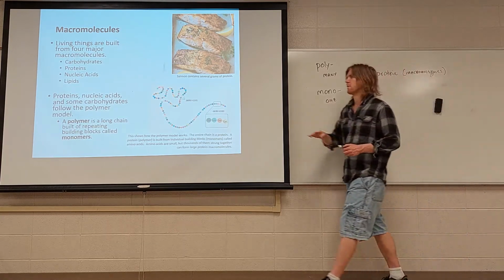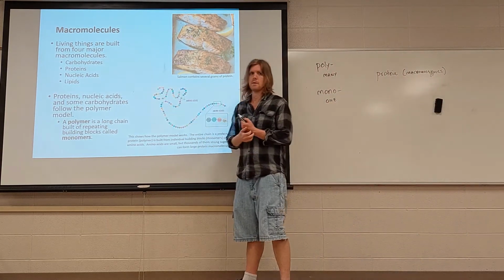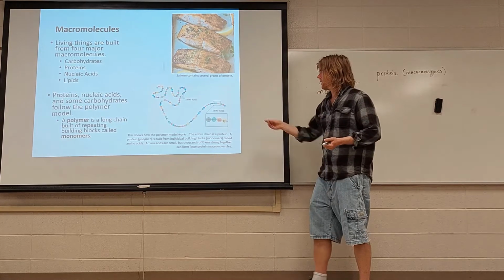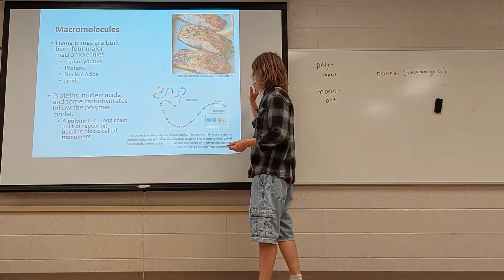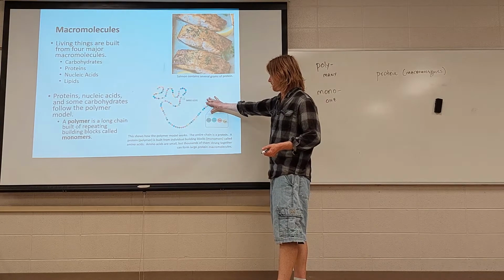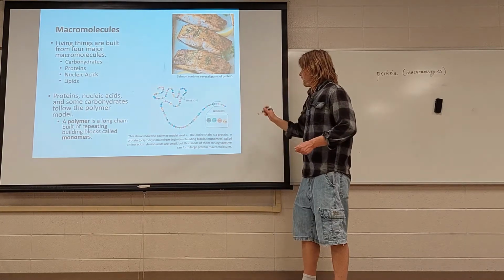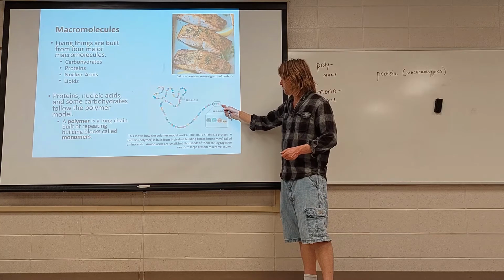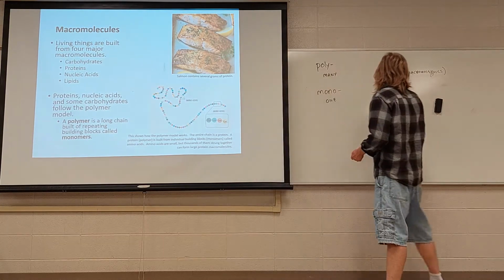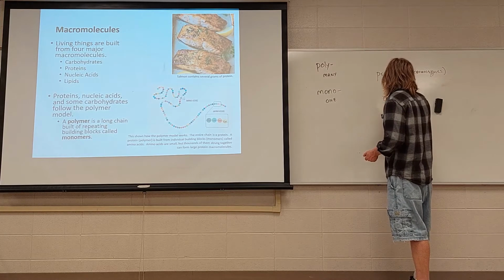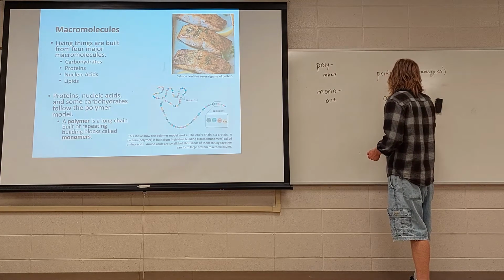And in real life, this would be a lot longer, but this example illustrates it well. This is a long chain. This is large. This is a macromolecule. This is a protein. Each of these little colorful circles represents one amino acid.